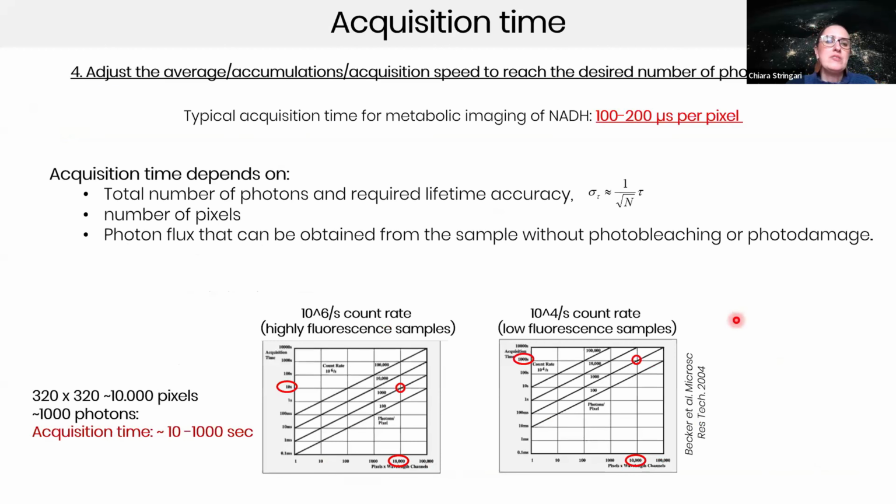And then finally, the fourth point is that you need to stay there and acquire enough time in order to have enough photons, the photons that you want. Just to give you an idea, we usually acquire roughly between 100 and 200 microseconds in order to have a good number of photons, 500 photons, with these conditions that I was explaining.